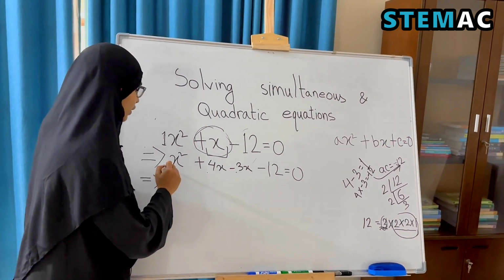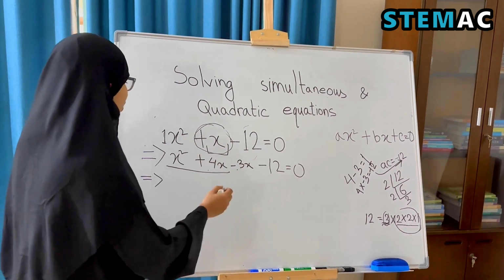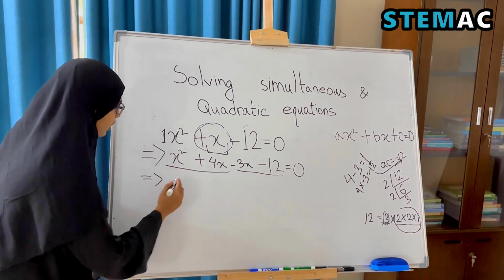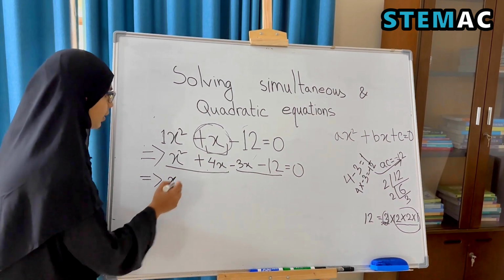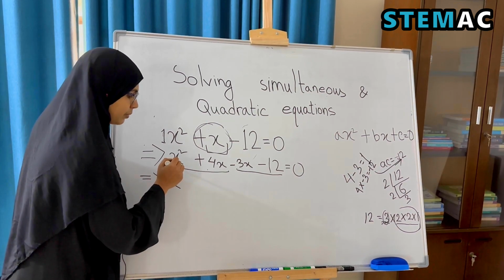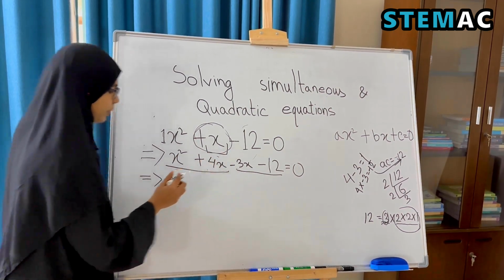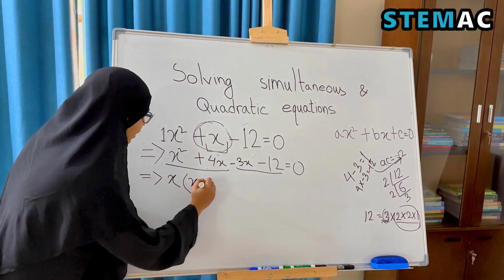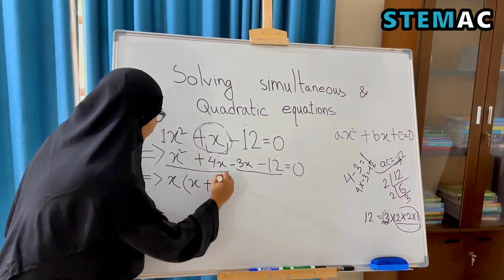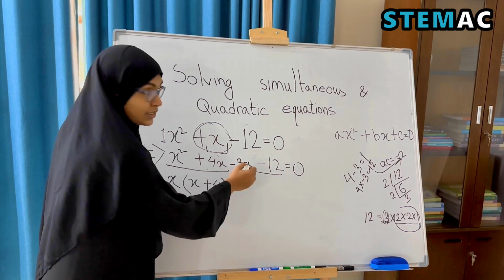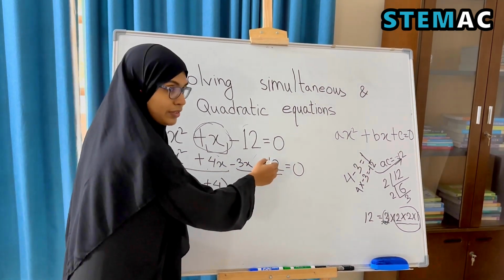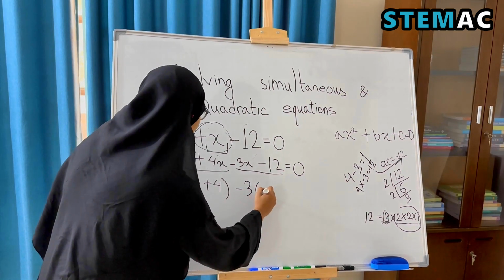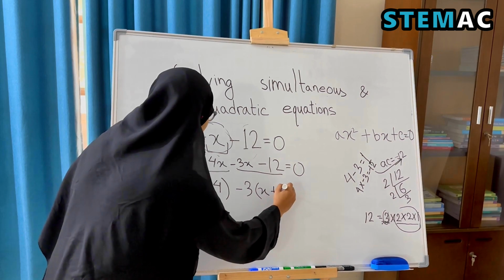Now, if we group these two as one and these two as the other, we can see that there is one x common in here. This term is divisible by x, and this term is also divisible by x. So we take x common, and we get x plus 4. From here, minus 3x is divisible by minus 3, and minus 12 is divisible by minus 3. So we take minus 3 as common. That makes minus 3 into x plus 4.